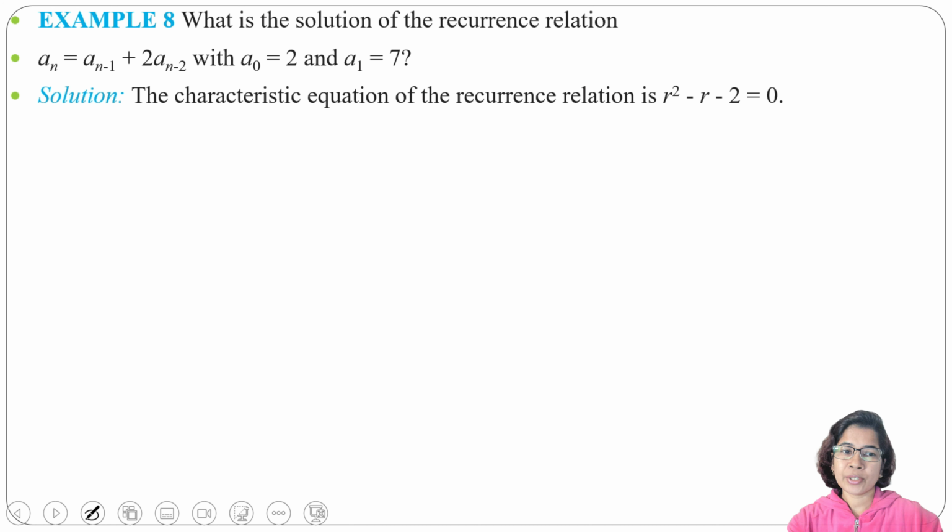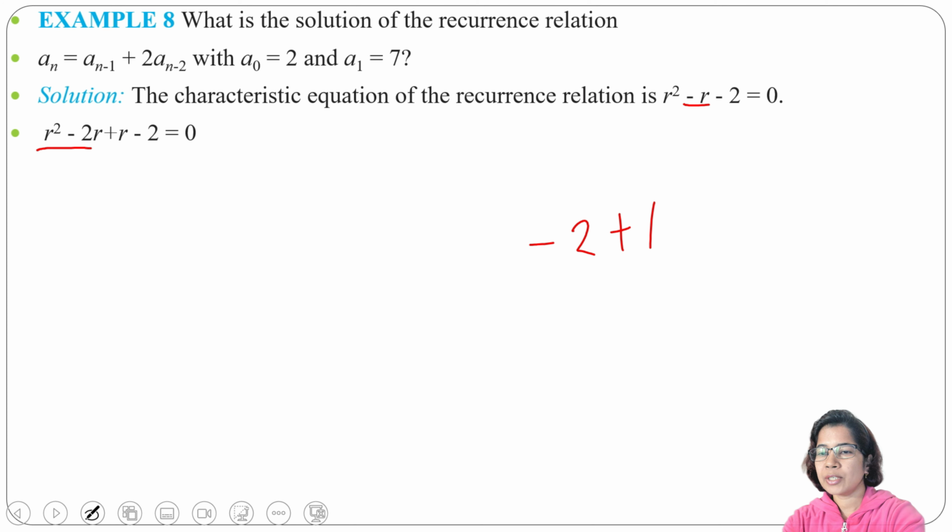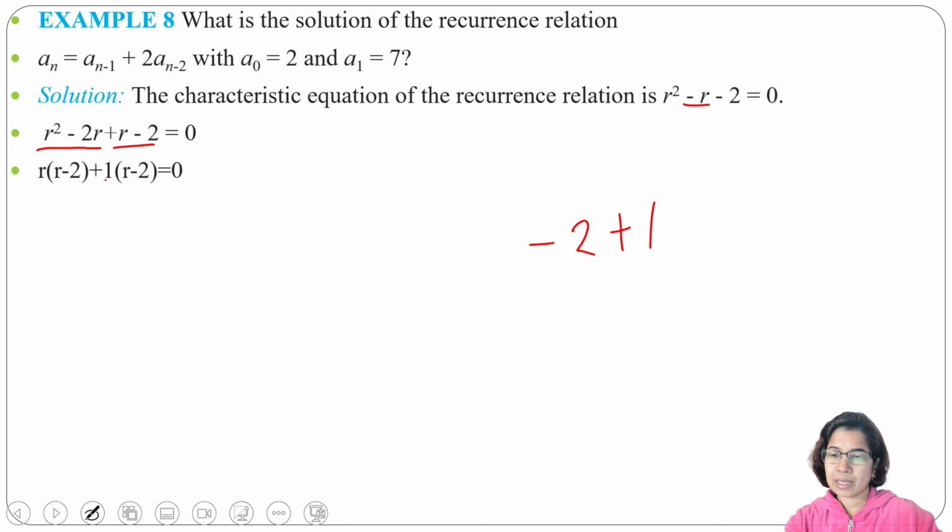So multiplication will be minus 2, addition will be minus 1. So minus 2 plus 1, right? So in place of minus r, we can write minus 2r plus r. Next from these two we can take r as common, from these two 1 as common. So after taking r common, r minus 2. Here after taking 1 common, r minus 2. So it is r minus 2, r plus 1 equals to 0. So r value can be 2 or minus 1.